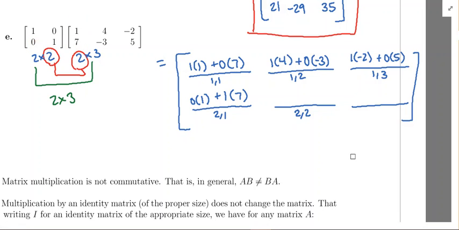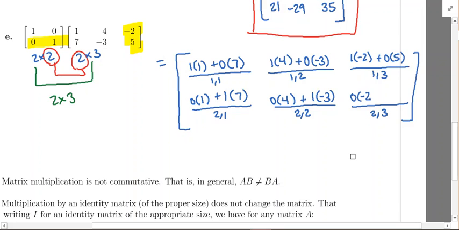Okay, we will do that dot product. So second row, second column. Okay, so that's going to give us 0 times 4 plus 1 times -3. Okay, last spot is in the second row, third column. So we will do our dot product of the second row, third column. Okay, and we will get 0 times -2 plus 1 times 5.